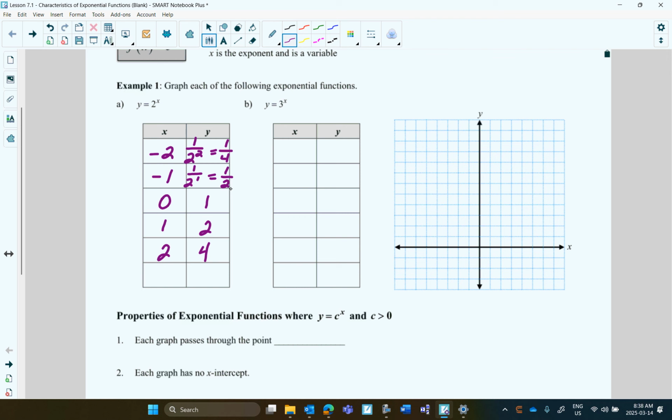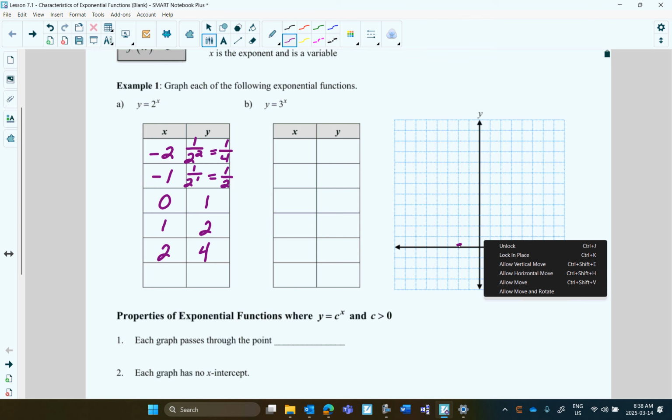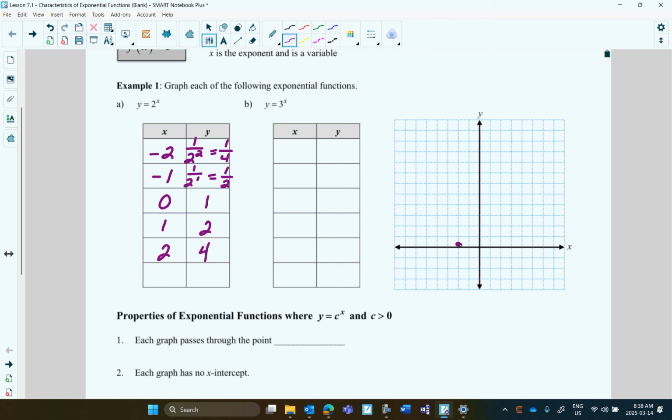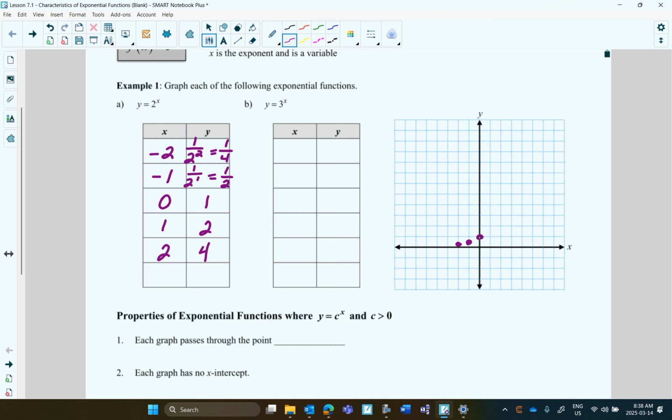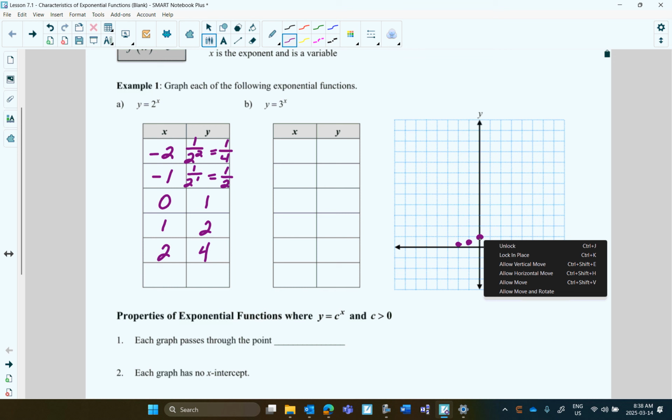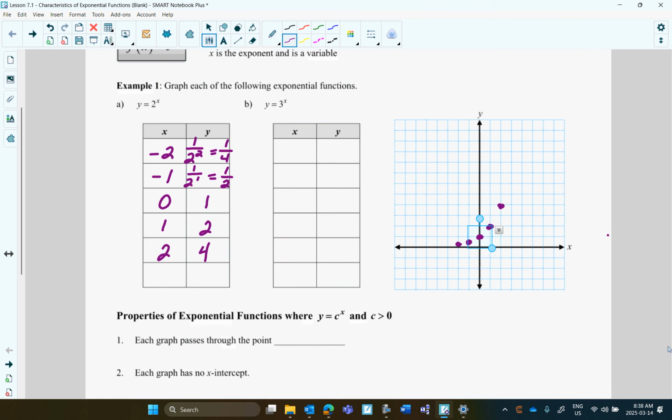All right, let's graph these points. So -2, 1/4, pretty close to the x-axis. -1, 1/2. 0, 1. 1, 2. And 2, 4. Okay, there we go. So you can see that it takes a curve shape.